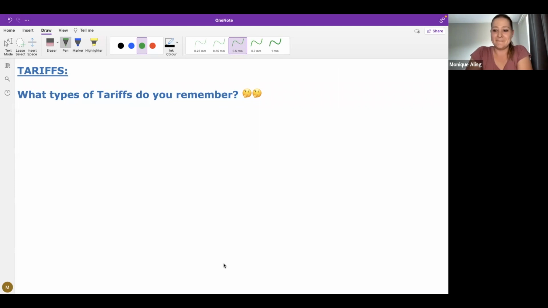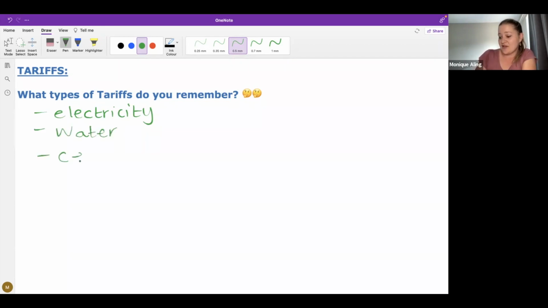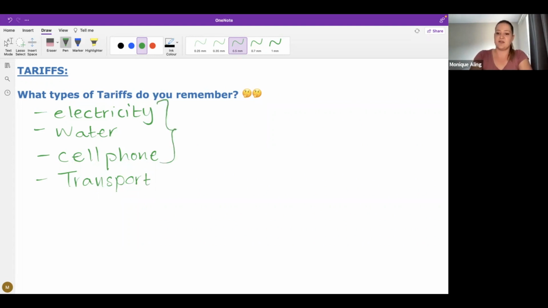I remember electricity tariff, water tariff, telephone tariff, and transport. Okay, so all of them. Well done, Tandeka. So electricity, water tariffs, cell phone. These are the three common ones I'm sure you guys have dealt with in class already. And then transport tariffs. Not as popular in grade 10 and 11. It's mainly the first three. And transport, you'll see grade 11, 12-ish. Well done, Tandeka. Thank you for that answer.